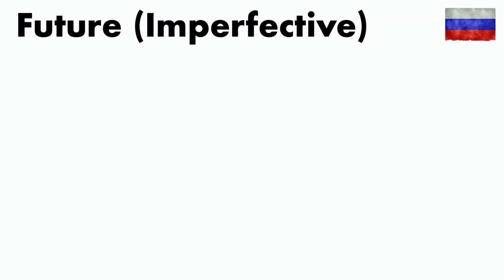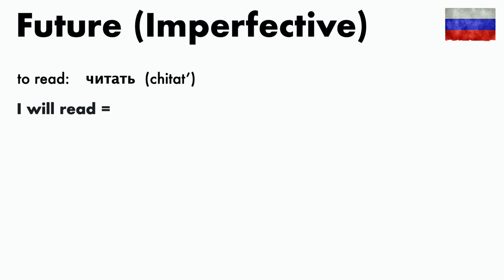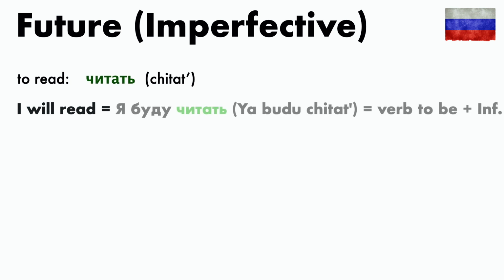The next topic will be the future tense with the imperfective aspect. To say I will read using the imperfective aspect читать, we would have to form the tense the following way. Я буду читать. You can see highlighted in green that the infinitive form of the verb is part of the future tense. The infinitive form is combined with the conjugated form of the verb to be. So you basically take the future form of the verb to be and simply add the infinitive of the verb you want to use.